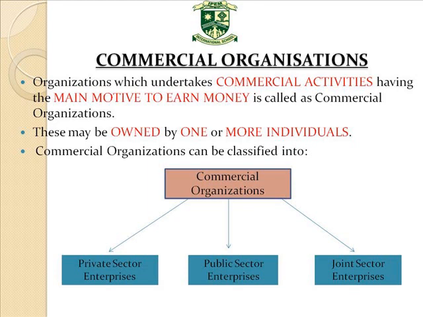Second is the public sector enterprises. Now these enterprises are supposed to be owned by the central and the state government, and there will be no operations and no interference of private business or individuals. And the third one is the joint sector enterprises, which is supposed to be jointly owned by the government, the private entrepreneurs and the public. And that is why it comes to be known as the joint sector enterprises.